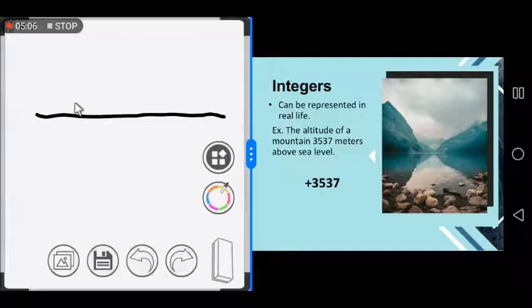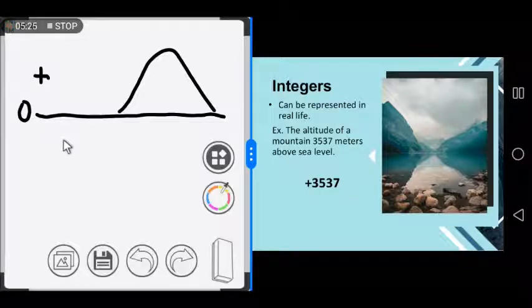And let's say this is the sea level, okay? As you can see, a mountain rises above the sea level. So this one can be represented as positive integers. This sea level is 0, and the depth of a sea can be represented as negative integers. So, our given, 3,537 meters above sea level, is represented as positive 3,537.